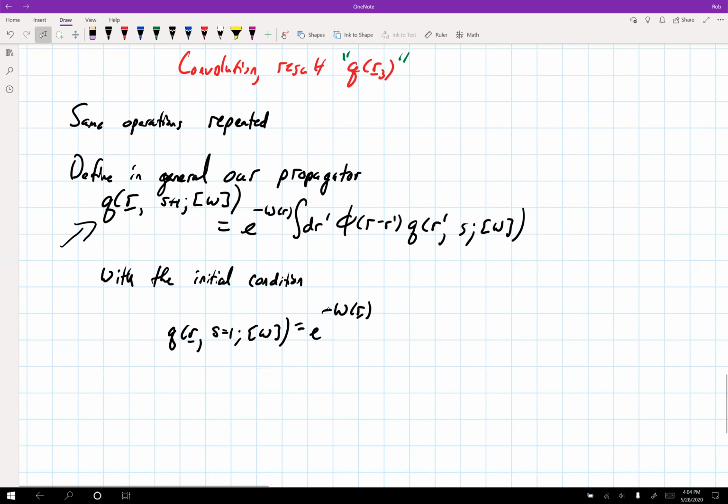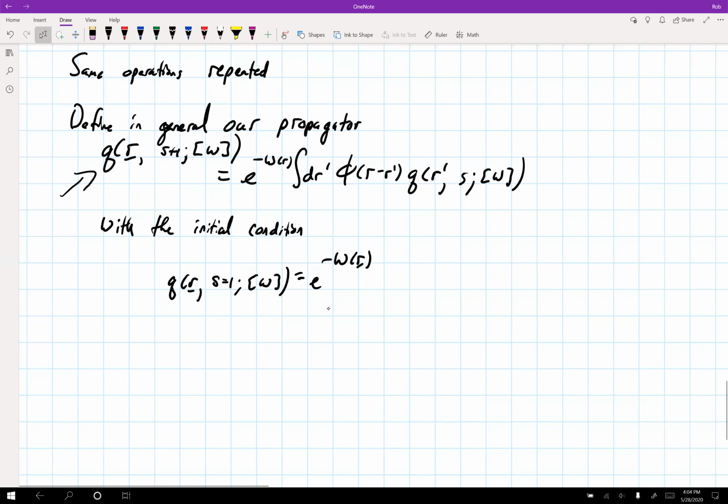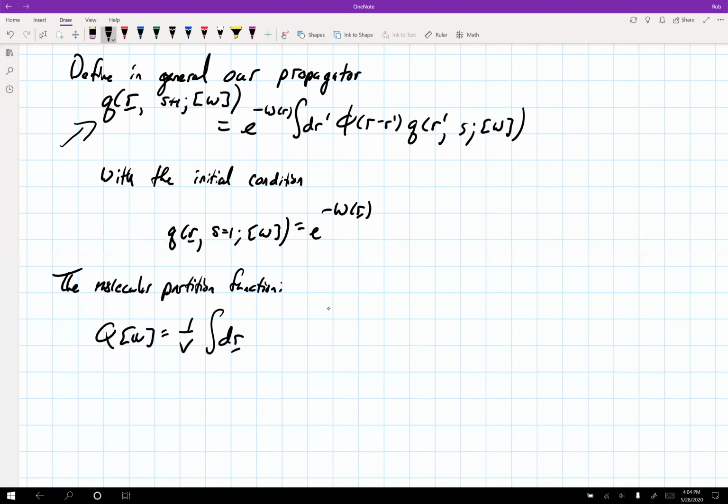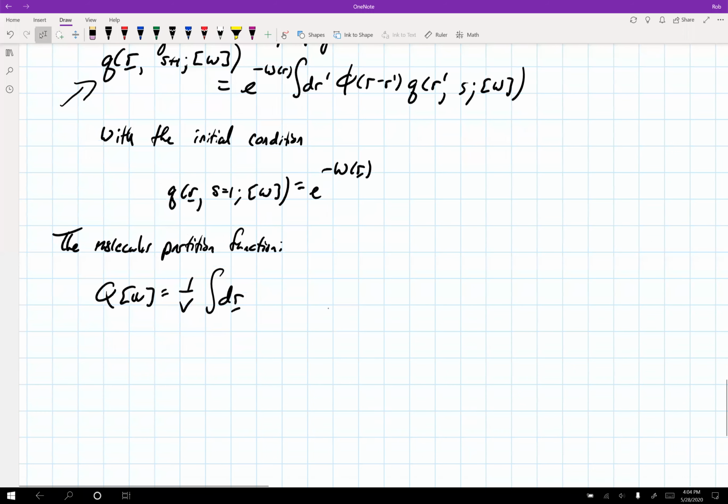All right, and so with this definition, the whole molecular partition function, the big Q, the thing that we've been kind of messing with. So this Q still has a functional dependence on W. This is 1 over V, integral dr, and it's just the integral of the last value of this thing. So it's just the integral of Q of R n plus 1, and then functional dependence on W. Okay, so this is the molecular partition function for a single polymer in some fixed external field.